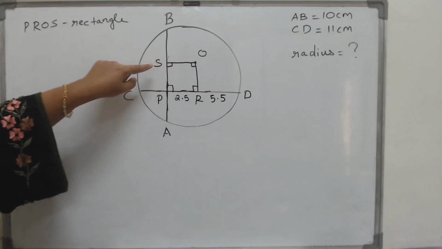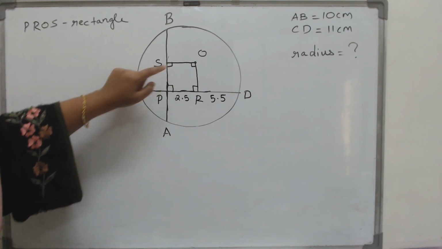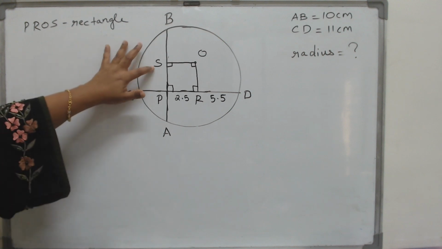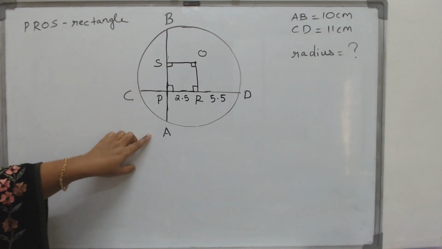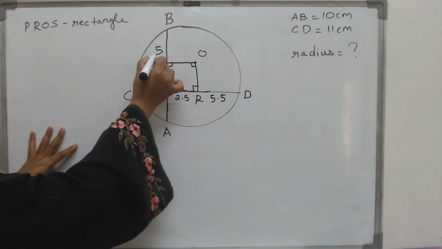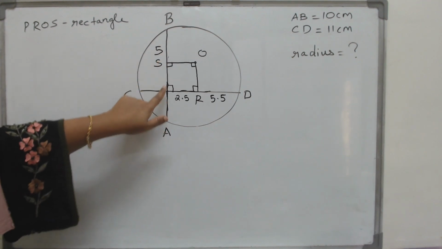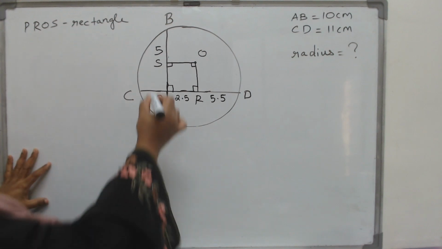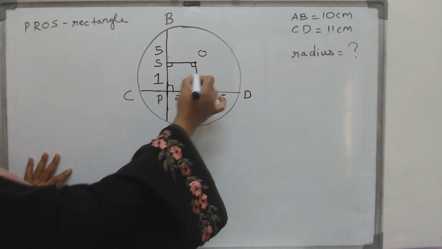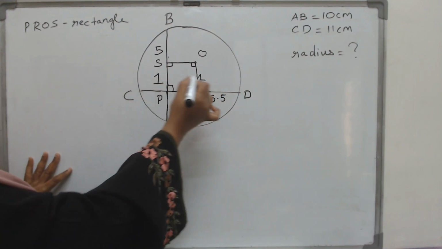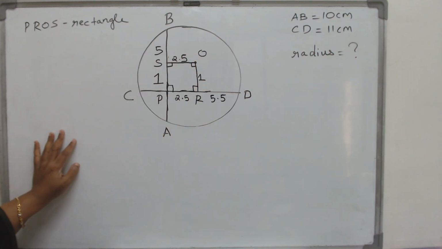Similarly, here also you have a perpendicular from the center, which means it is not only perpendicular, it also bisects. S is going to be the midpoint of this chord, but the whole chord is 10 centimeters. Half of it is going to be 5 centimeters. Here a 5, here a 5. But then this part we knew that it was 4 centimeters, which means here you have a 1 centimeter. So it is a rectangle. That means what? Opposite sides are equal. Here a 1, here a 1 and here a 2.5. This is how the rectangle looks.